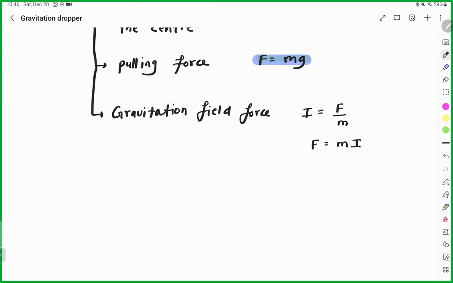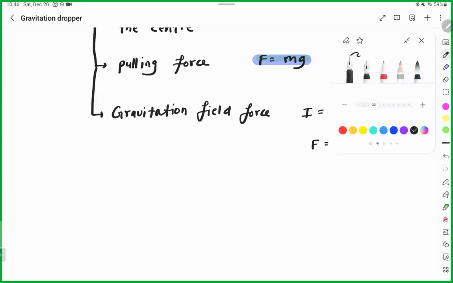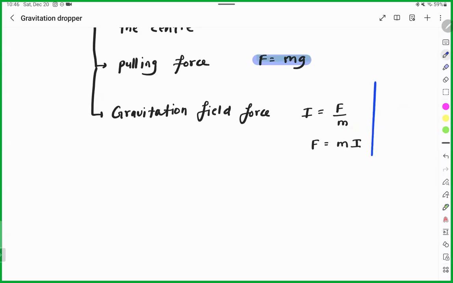So F is equal to mI, because of the gravitation field, and you can compare this with the electric field also, because in case of electric field, it is the force exerted on unit charge. Here it is unit mass. Correct? That's why electrostatic force will be equal to charge into electric field. Same here, mass into gravitation field.